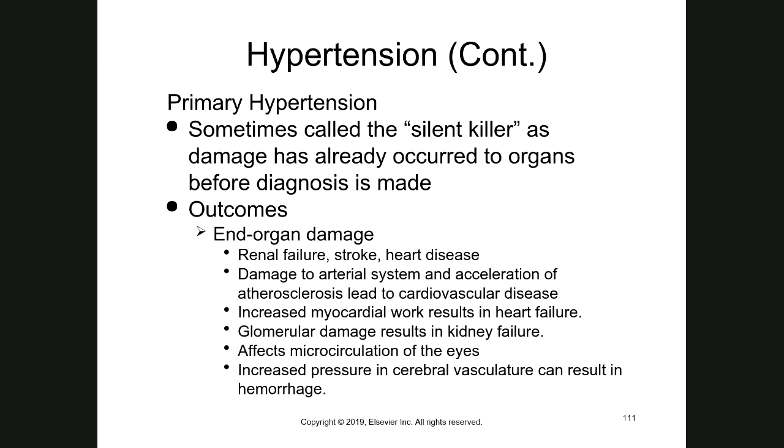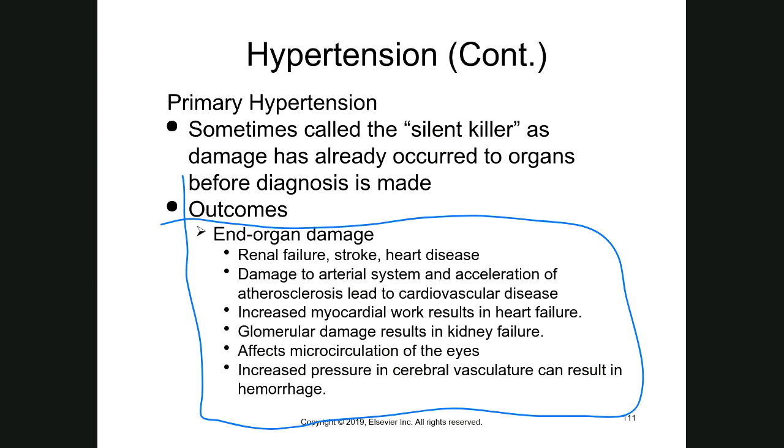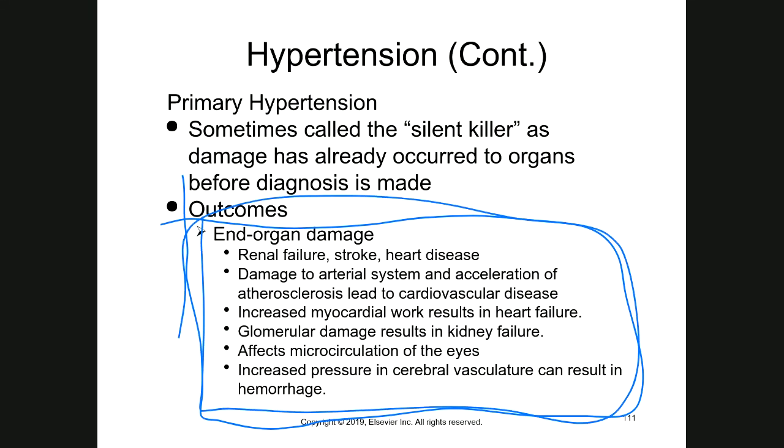That is the only thing that I will emphasize in this particular PowerPoint. Now, the primary hypertension in this particular slide, the reason that I left it there is because of this: the end organ damage. The damage that can happen inside of your body: renal failure, a stroke, heart disease, damage to the arterial system, acceleration of atherosclerosis that leads to cardiovascular disease, the increase of myocardial work in heart failure, the glomerular damage resulting in kidney failure, and the microcirculation that is affected in your eyes. That is the reason that I need to ask for this because this is essential in the management of high blood pressure. And there is a question obviously there.